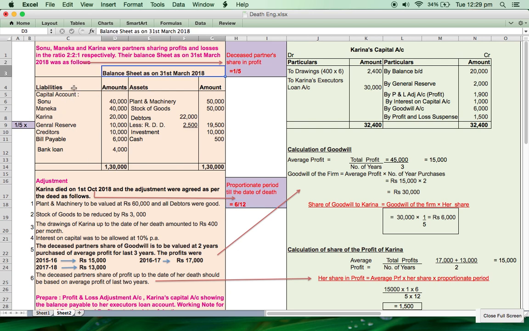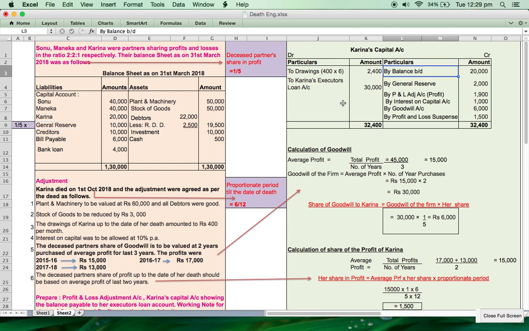Now in this balance sheet they have given you capital account balances, general reserve, creditors, bills payable, bank loan, and on the asset side plant and machinery, stock, debtors less RDD, investment and cash. So from this balance sheet we are going to transfer her capital account balance and her share in the general reserve to her capital account.